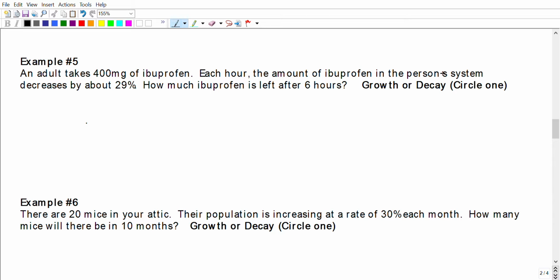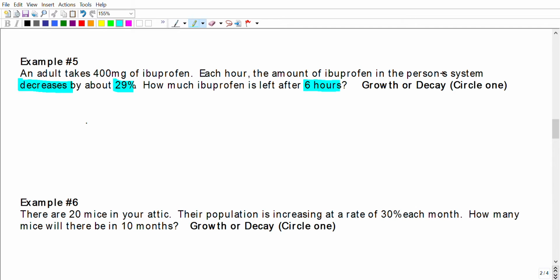So it says, example number 5, an adult takes 400 milligrams of ibuprofen. Each hour, the amount of ibuprofen in the person's system decreases by about 29%. How much ibuprofen is left after 6 hours?